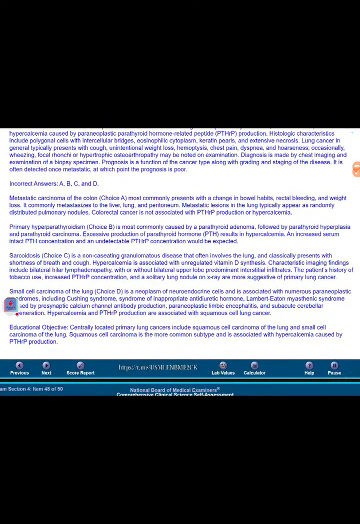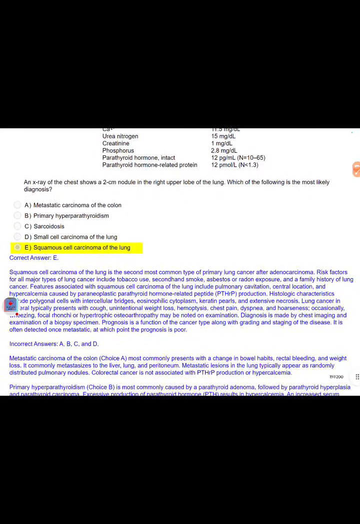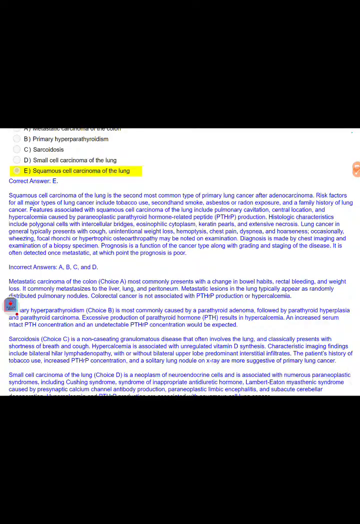Centrally located primary lung cancers include squamous cell carcinoma of the lung and small cell carcinoma of the lung. Squamous cell carcinoma is the more common subtype associated with hypercalcemia caused by PTHrP production. Parathyroid hormone-related protein should be less than 1.3, but in this patient it is 12 pmol per liter. Squamous cell lung carcinoma is the second most common type after adenocarcinoma, so it is mostly associated with hypercalcemia and solitary nodules.